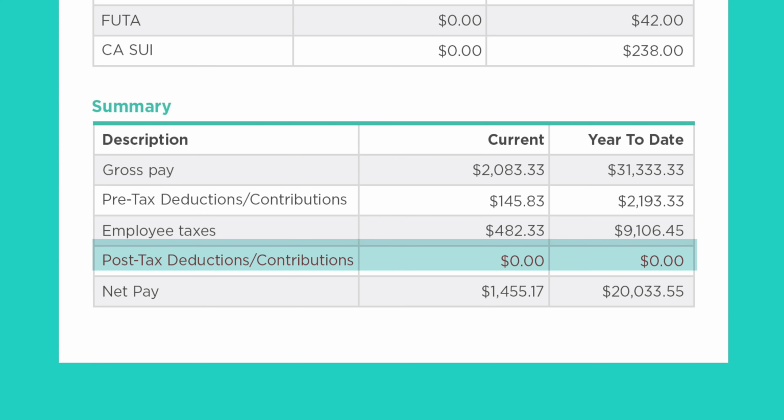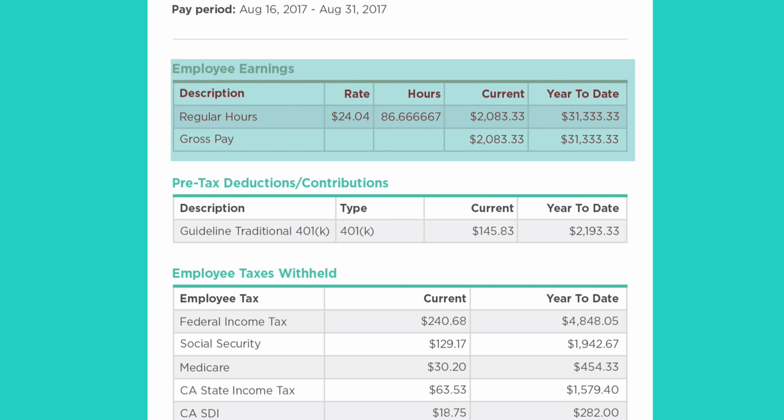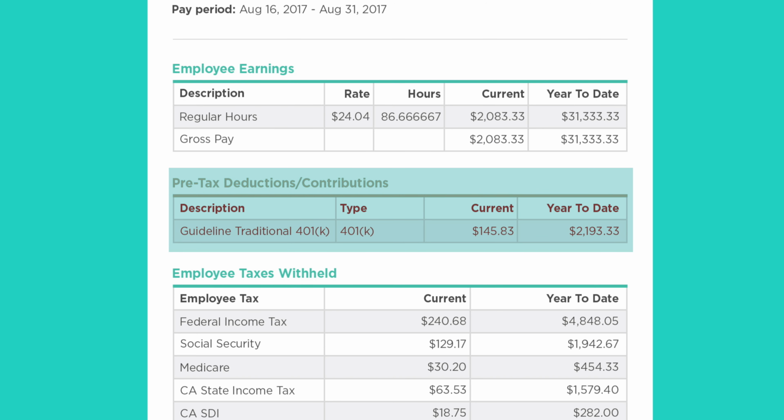Okay, let's define some terms. Gross pay is the big number. It is your salary, it's what you earned for the whole pay period. Pre-tax deductions are things like health insurance and 401k. These are contributions that are taken out before taxes are calculated on your pay stub.